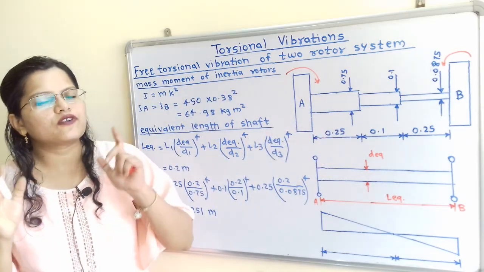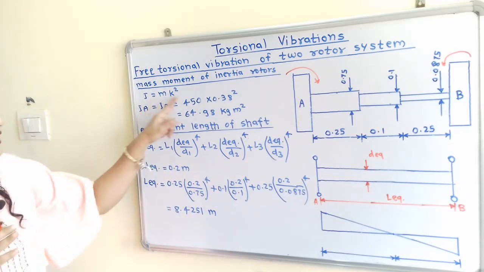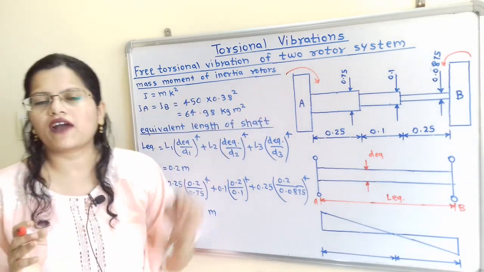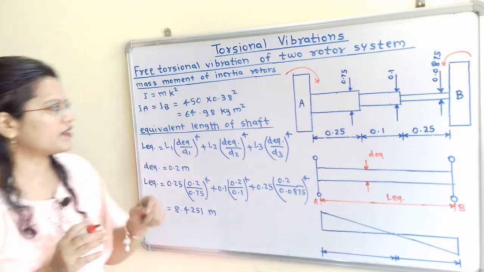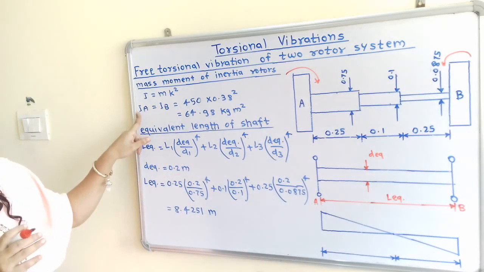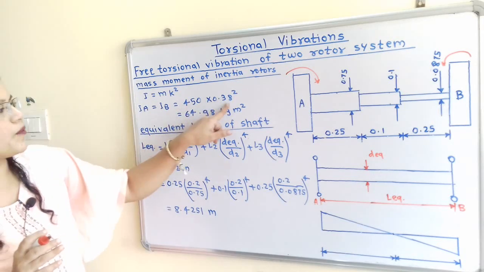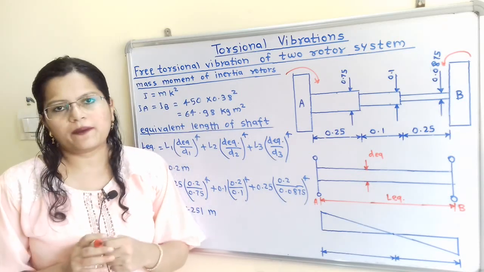So how do we calculate the mass moment of inertia? I is equal to m k square, where m is the mass of the rotor and k is the radius of gyration of the rotor. This information is mentioned in the question, so we will put in the values. So Ia is equal to Ib, which is equal to 450 into 0.38 square, which is equal to 64.98 kilogram meter square.